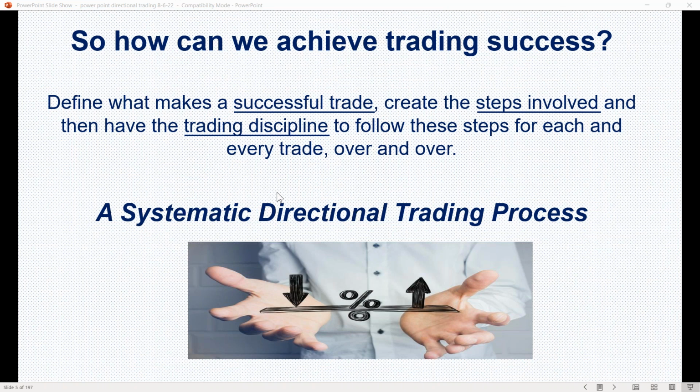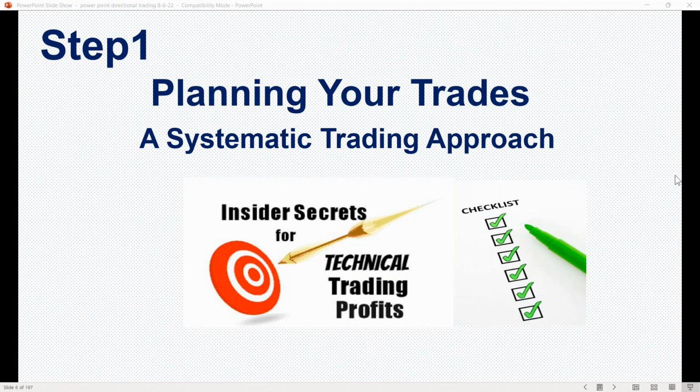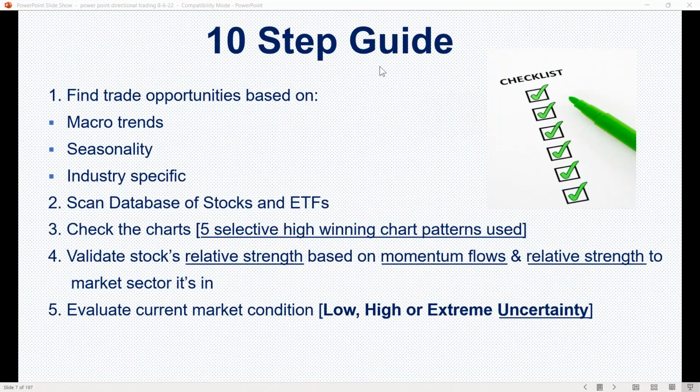A systematic directional trading process is what I put together. The first step is to plan your trades. It's very important to, again, dissect those trades, plan your trades, and then follow those steps. The 10-step guideline I put together contains some basic things I always look for in finding good trades. First, find trade opportunities based on macro trends, seasonality, and industry specifics, what's moving within different sectors.